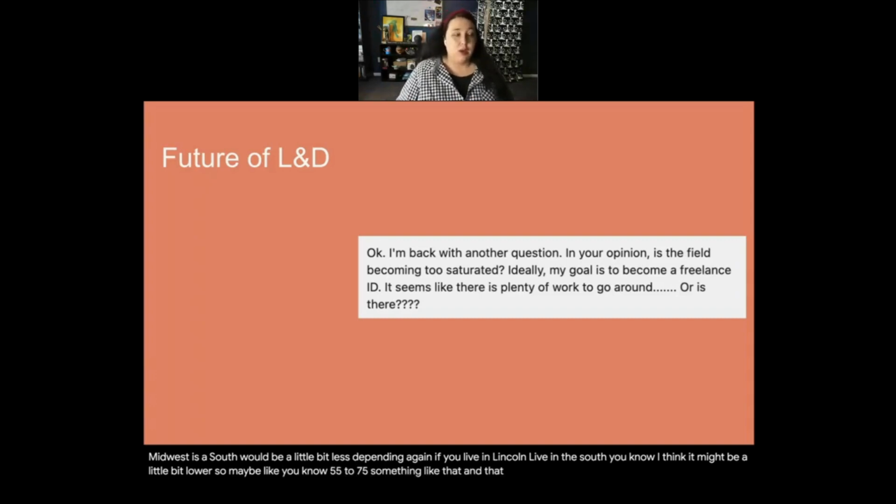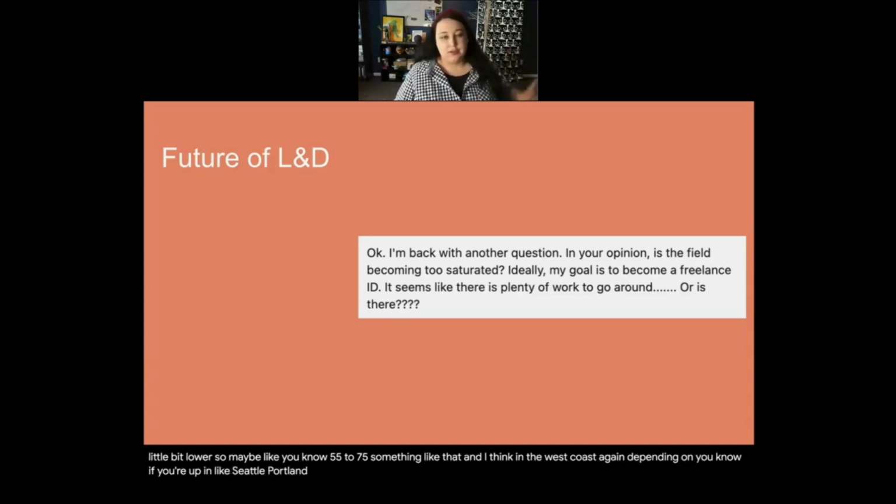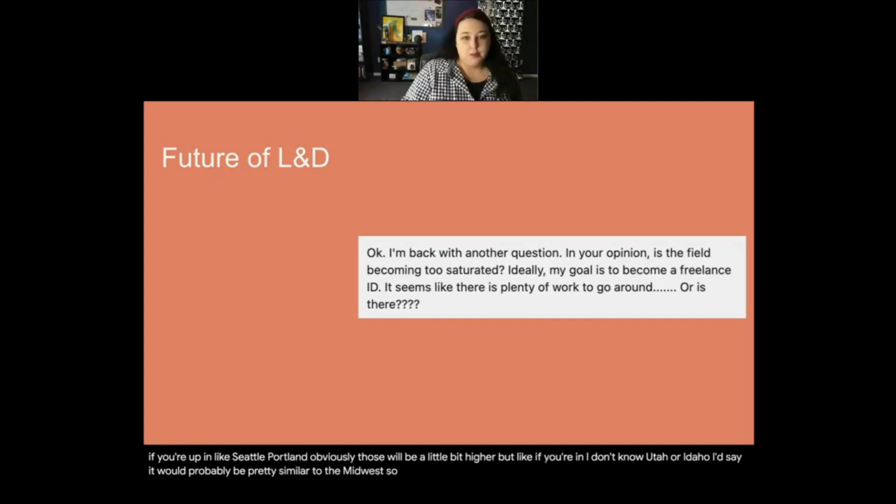And then on the West Coast, depending on it, if you're up in Seattle or Portland, obviously those will be a little bit higher. But if you're in, I don't know, Utah or Idaho, I'd say it would probably be pretty similar to the Midwest. But that's just for entry level, of course.